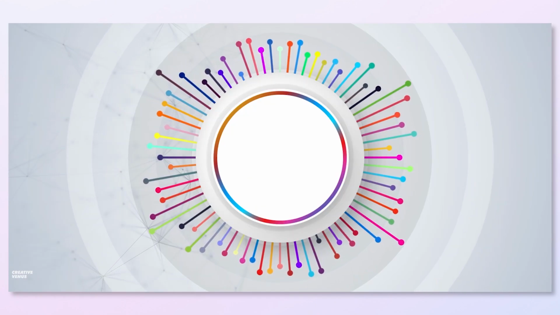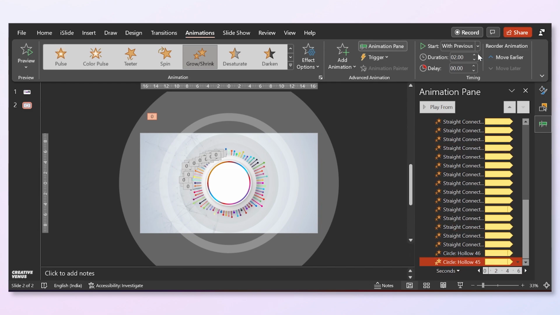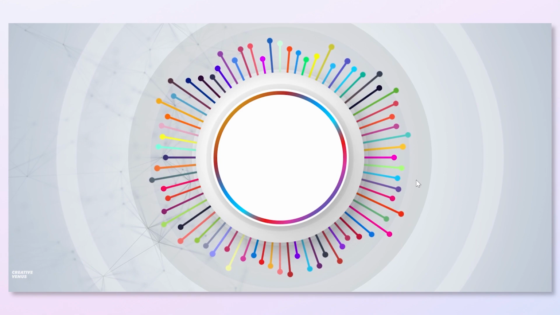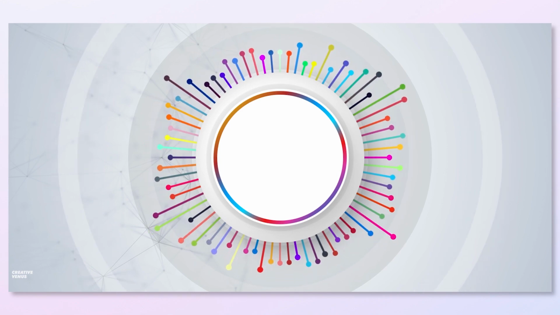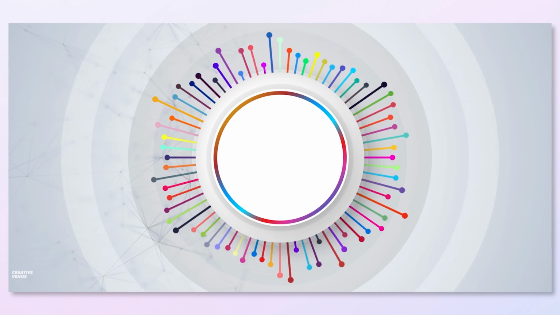Both these circles are animating at the same time because the duration is same. Change the duration for one of the circles and you can see the output. Both are behaving differently, each line is animating differently. That's the beauty of it.